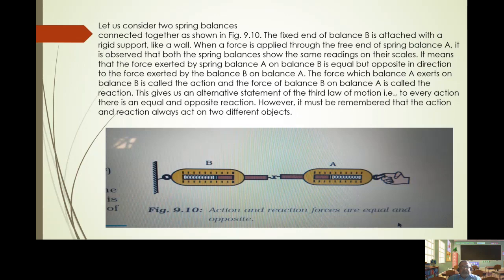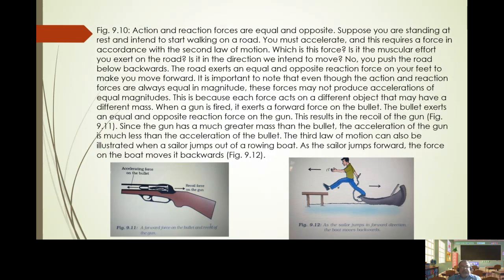The force which balance A exerts on balance B is called the action, and the force of balance B on balance A is called the reaction. This gives an alternative statement of the third law of motion: for every action, there is an equal and opposite reaction. However, it must be remembered that the action and reaction always act on two different objects. The action and reaction are equal and opposite.